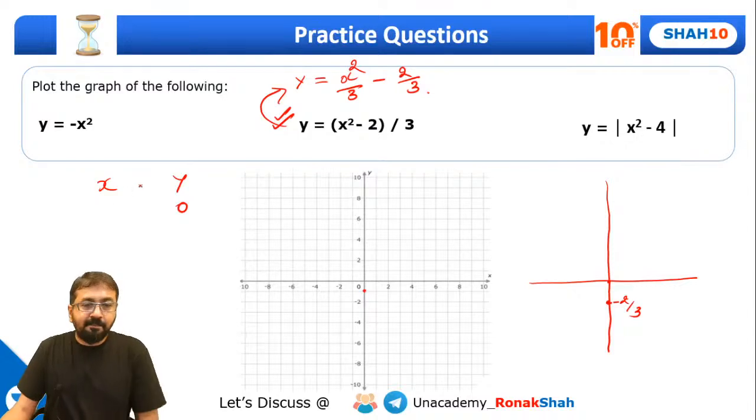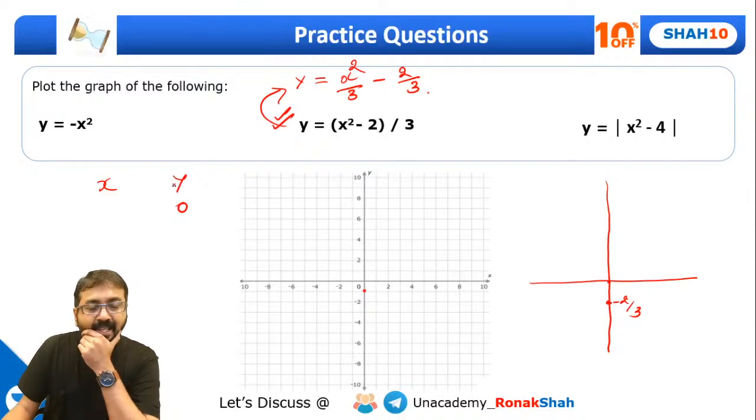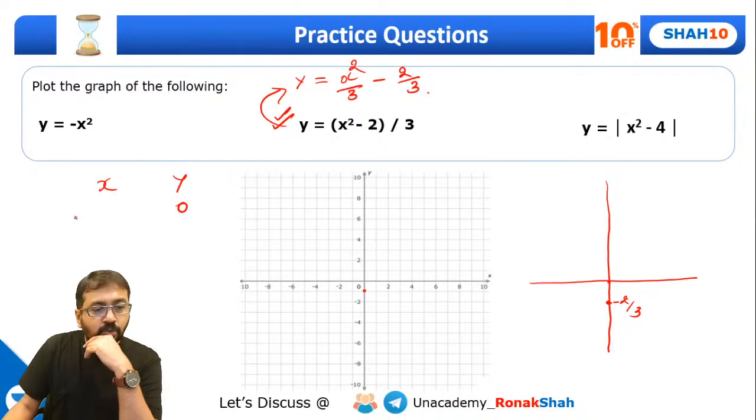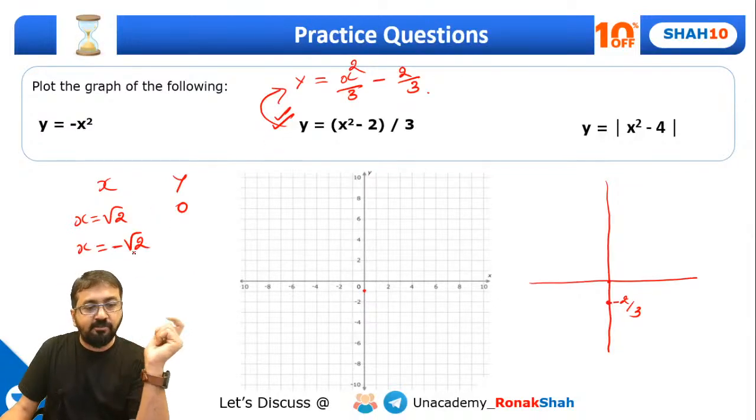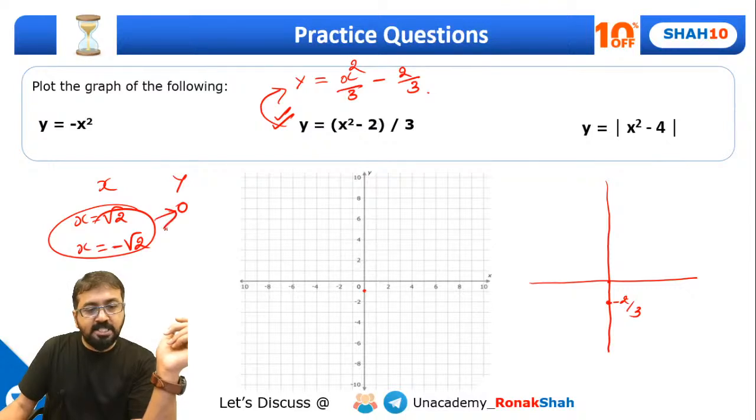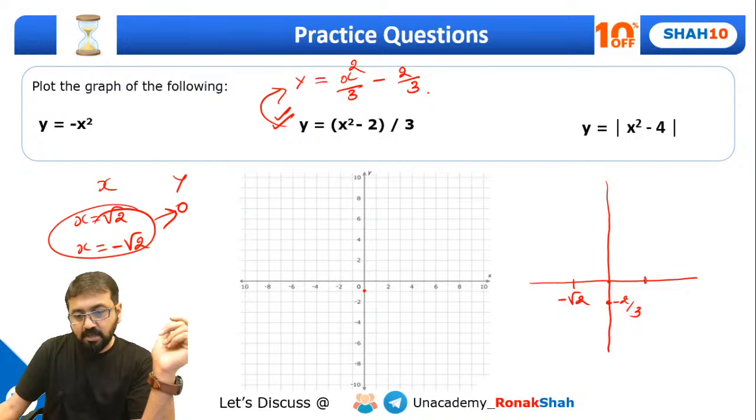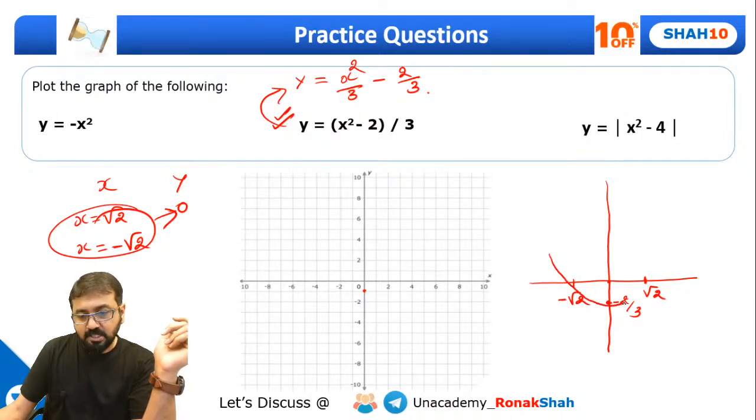Can I say for x equal to root 2 or x equal to minus root 2, root 2 square will be 2, so 2 by 3 minus 2 by 3 will be 0. Same way, minus root 2 square is again 2. So for these two values, y will be 0, right? So let's take those two values over here. Minus root 2 we are taking over here, positive root 2 we are taking over here. So the graph will be something like this one.